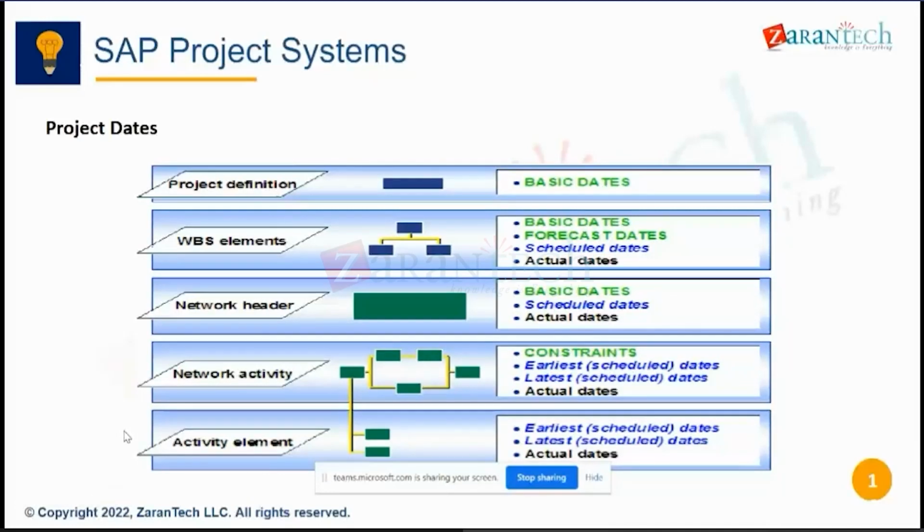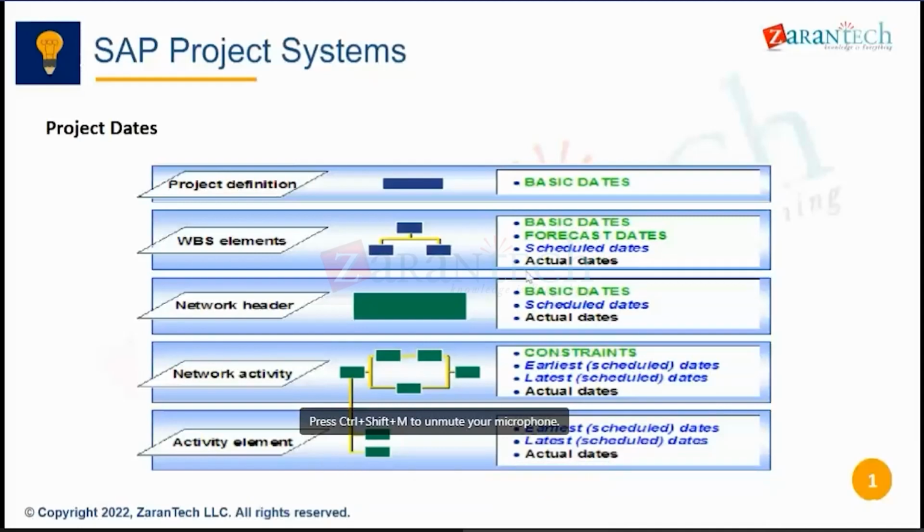So this picture is important. It shows us the different objects in a project. In a project we have the project definition, the WBS element, the network, and the network activities. And the activity elements are actually sub activities.